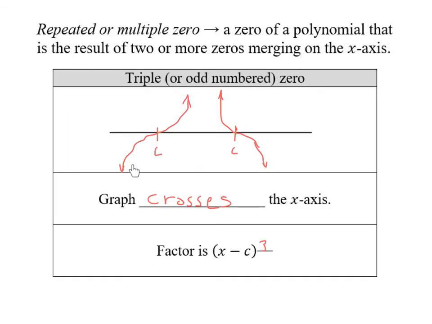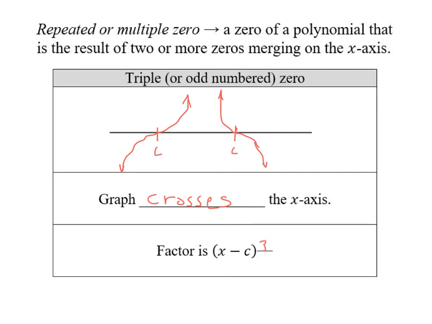And here's what the odd, triple zeros or odd-powered zeros would look like, right? They'll change concavity as they cross through. And they do cross the x-axis, and you would have some kind of an odd exponent. Typically, if you see that, you just assume it's a cube.